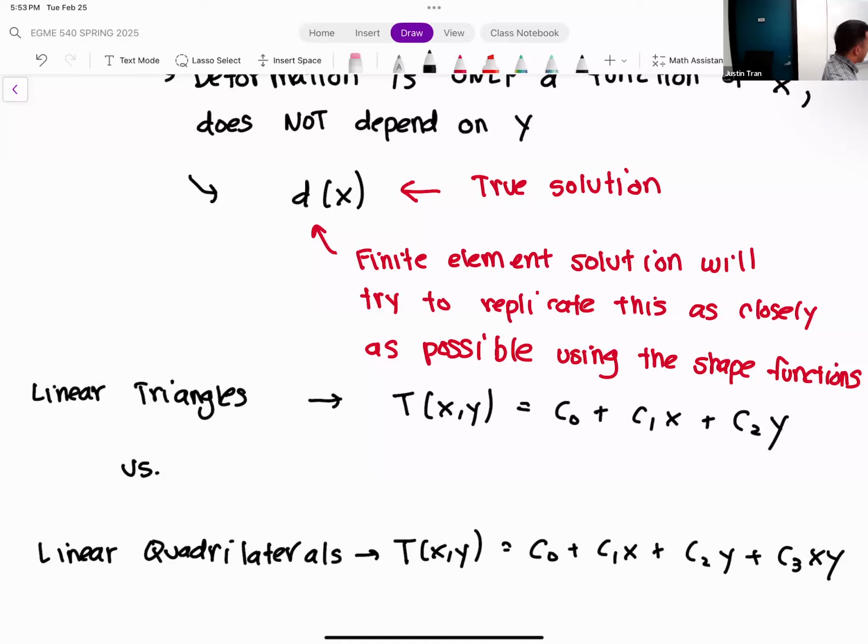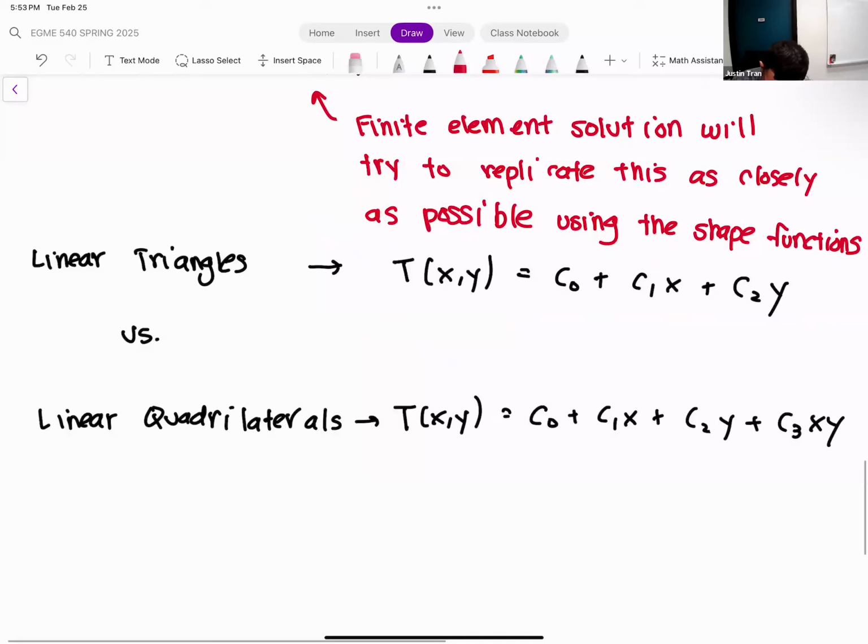Okay. So in this very, very simple case, we intuitively understand that our solution is only a function of x. So the only term that's actually going to be doing any work, that's going to contribute to the solution, is going to be C1x in both of these shape functions. C1x, C1x.